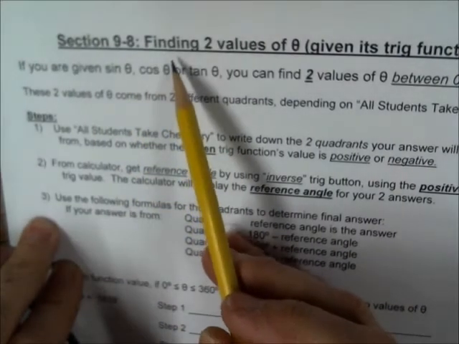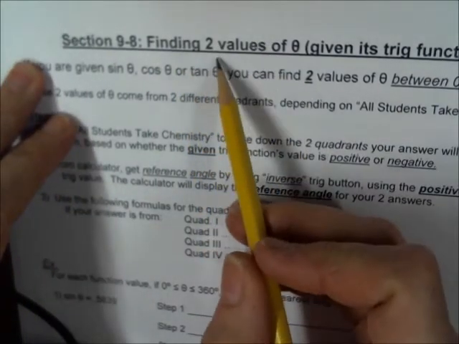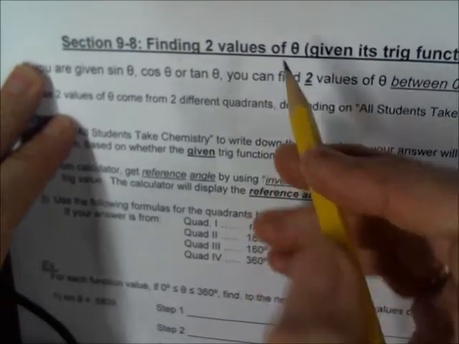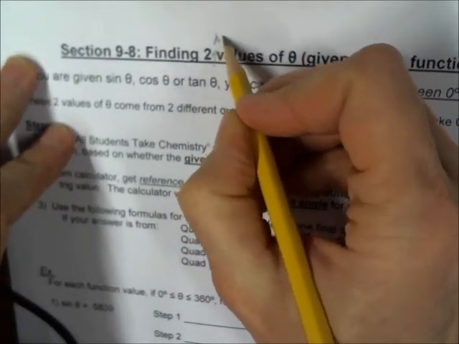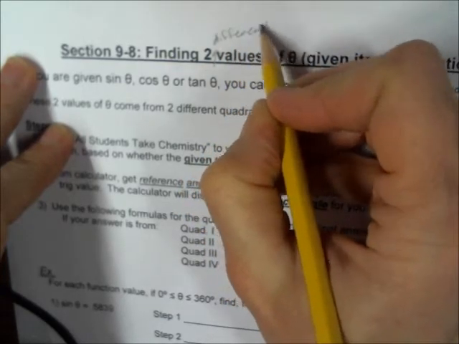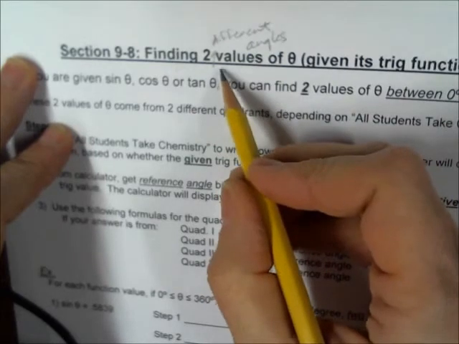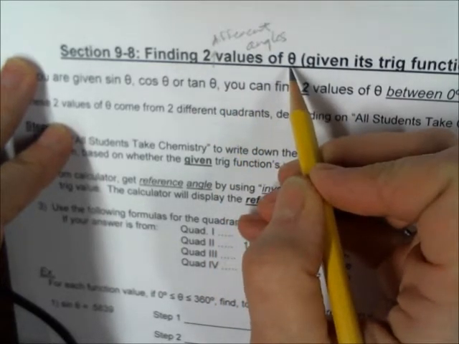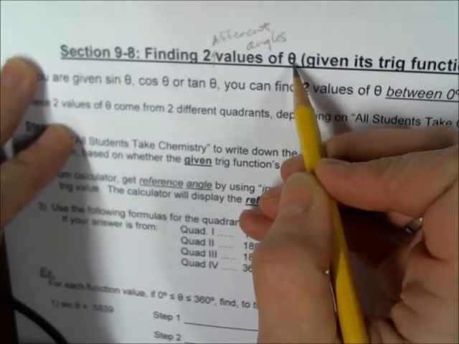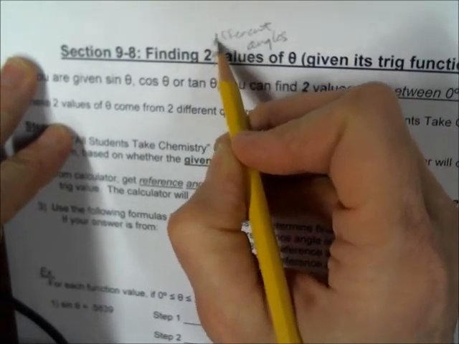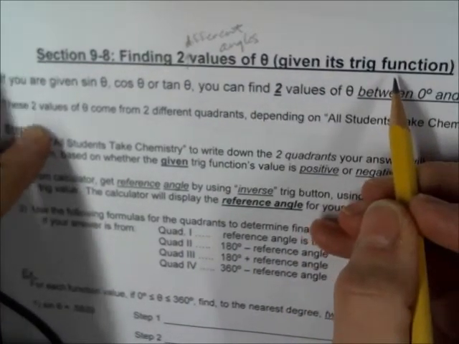What we're going to do today is find two values of theta. What that means is we're going to find two different angles. So maybe you want to put a note in there: two different angles. That's what it means by two values of theta, because theta is just an angle measure, like maybe it's 100 degrees or 220 degrees. So we're going to find two different angles given its trig function.